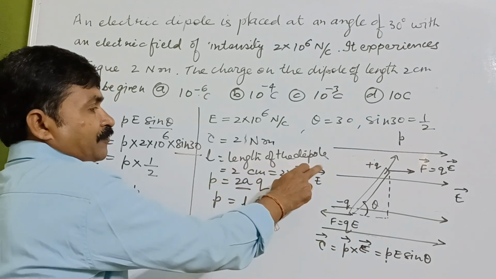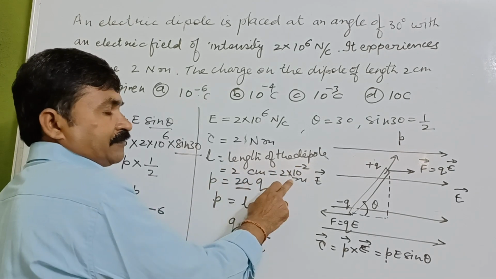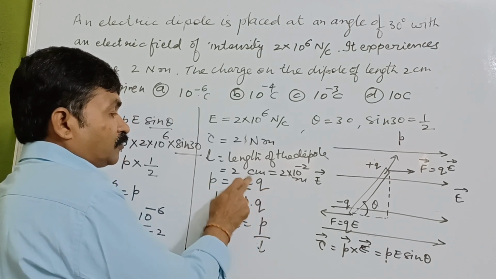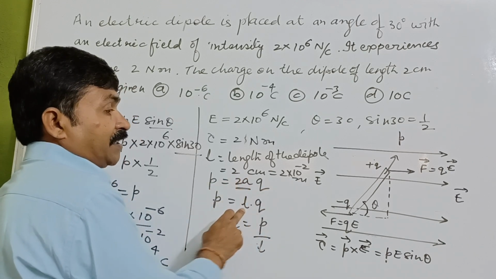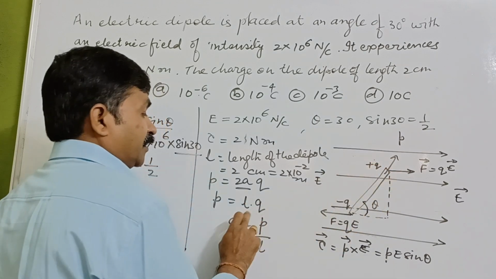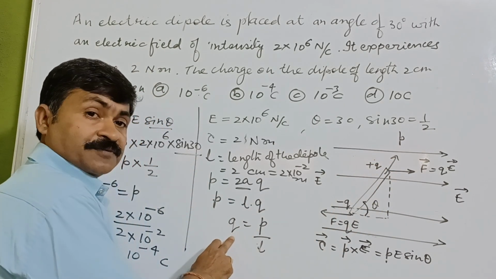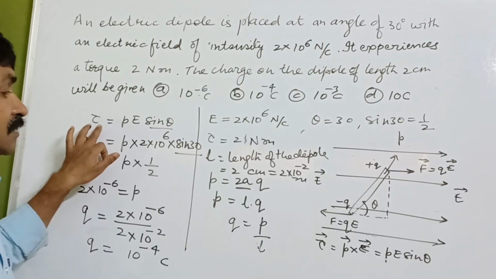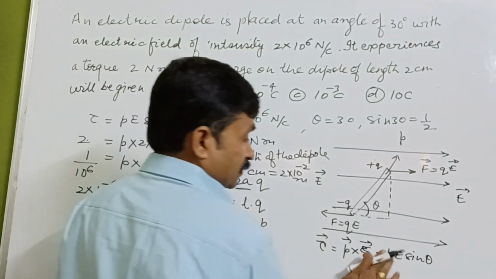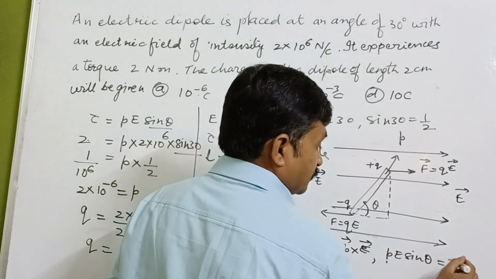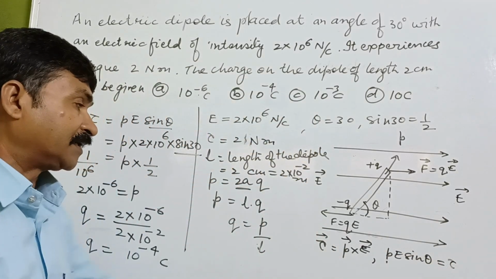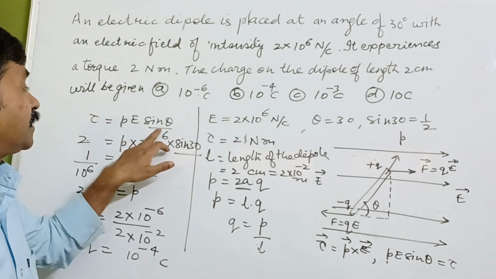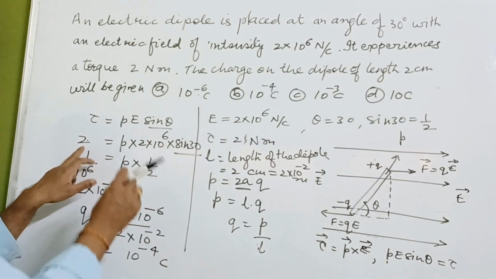The length of the dipole that we have got is 2 centimeter, and we have converted it into meter. P is equal to 2aq, where 2a is the length L, so P is equal to length into q. So we have taken q is equal to P upon L. Now P, the torque, will be given by this relation. We can write it like this because it is in the form of magnitude and it is a vector torque. Torque is equal to P E sin theta. So we can substitute all the values.